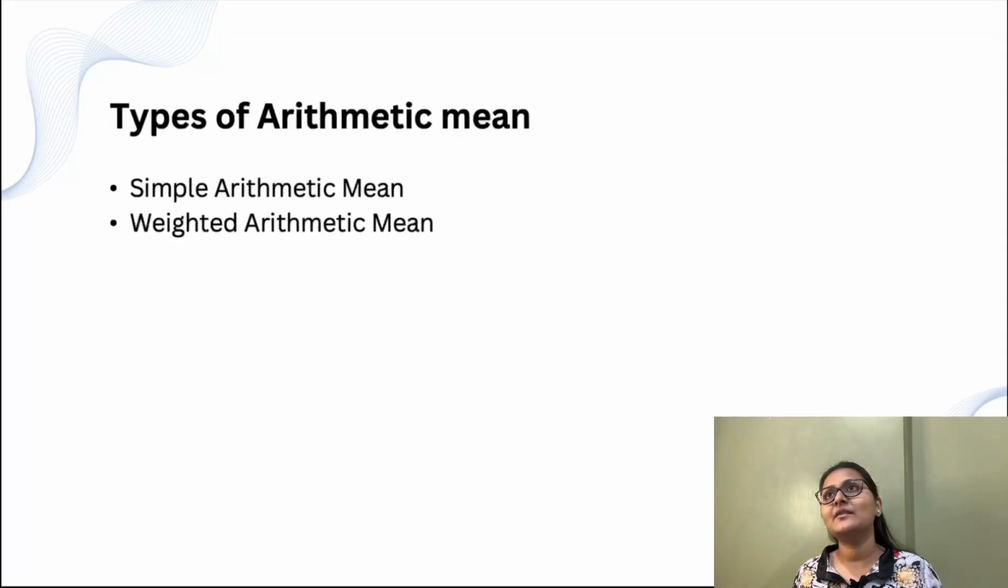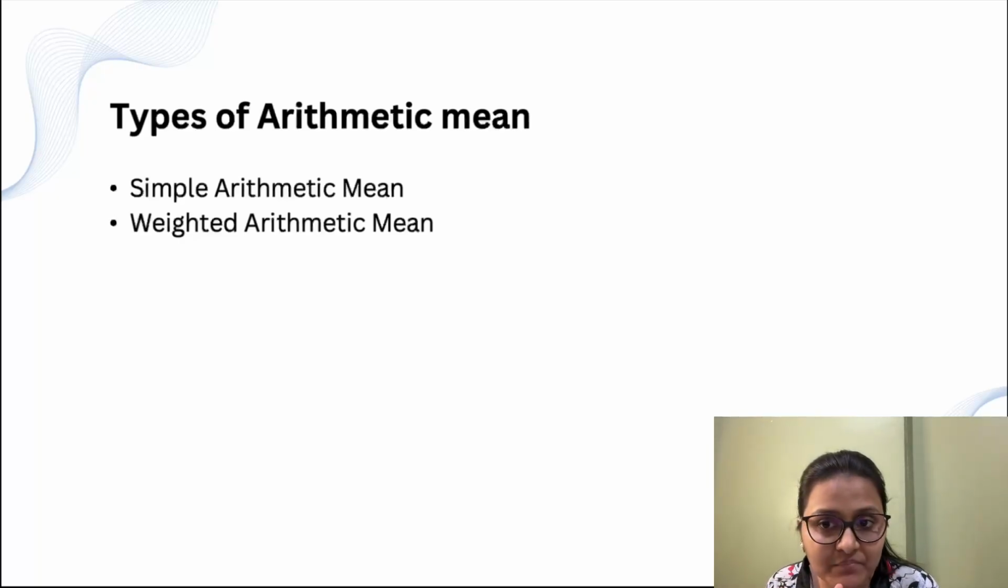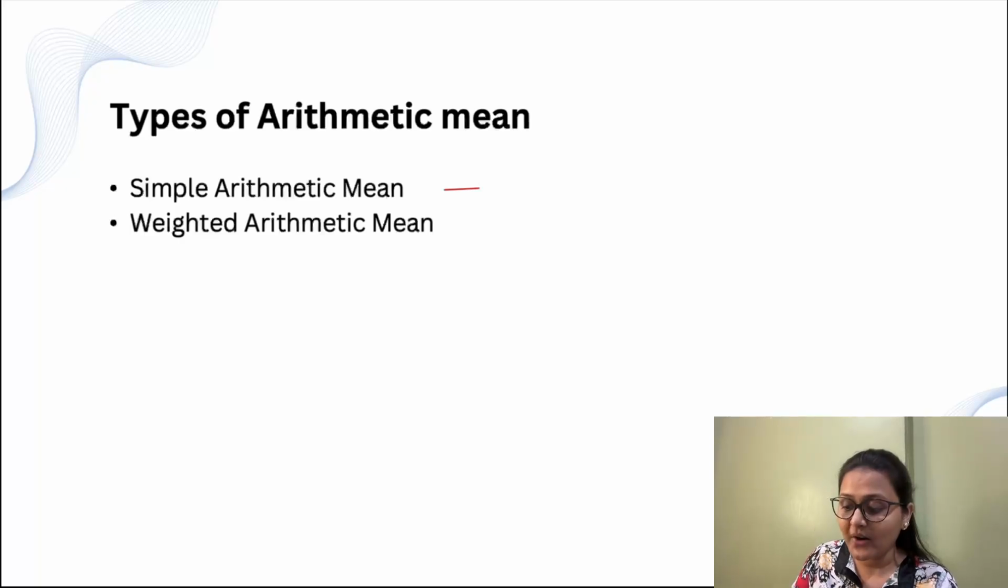Now, there are two types of arithmetic mean. First is simple arithmetic mean and the second one is weighted arithmetic mean. Now, what is the meaning of simple arithmetic mean? Simple arithmetic mean is the average of the set of values which is calculated by adding all the values together and then dividing by the number of values.